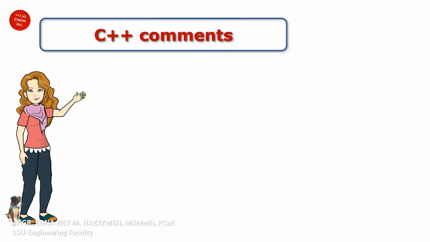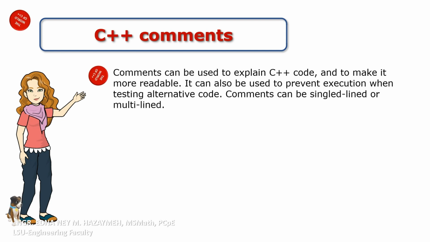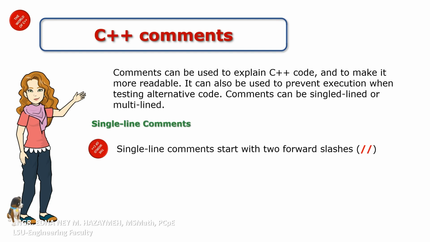C++ comments. Comments can be used to explain C++ code, and to make it more readable. It can also be used to prevent execution when testing alternative code. Comments can be single-lined or multi-lined. Single-line comments start with 2 forward slashes.